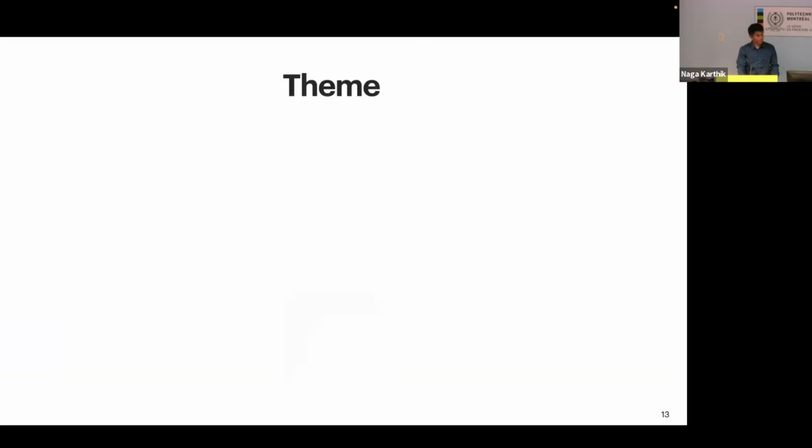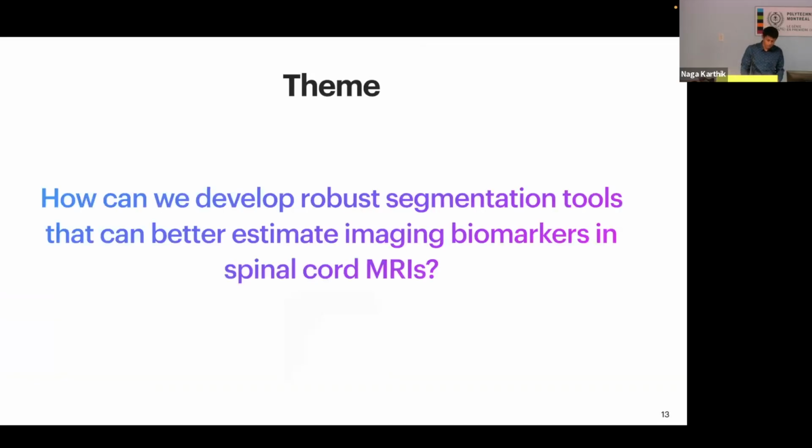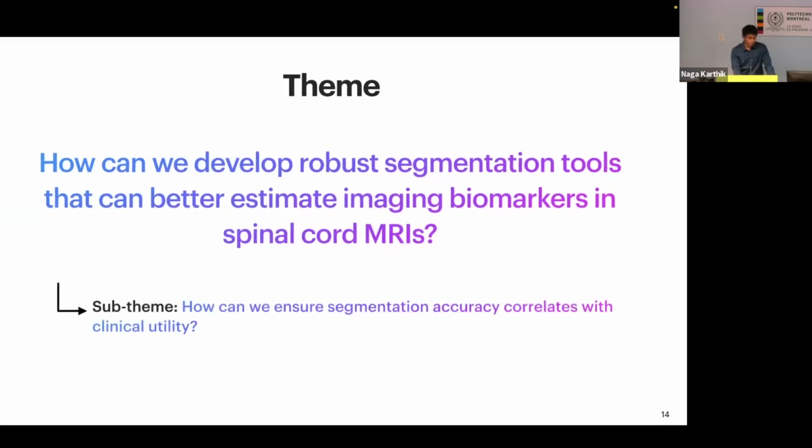Okay, so given the background and the motivation for this work, the overarching theme of this thesis was to look at how we can develop robust and generalizable segmentation tools that can better estimate imaging biomarkers in spinal cord MRIs. And a related sub-theme is how we can ensure that the segmentation accuracy achieved by these models actually correlates with clinical utility.